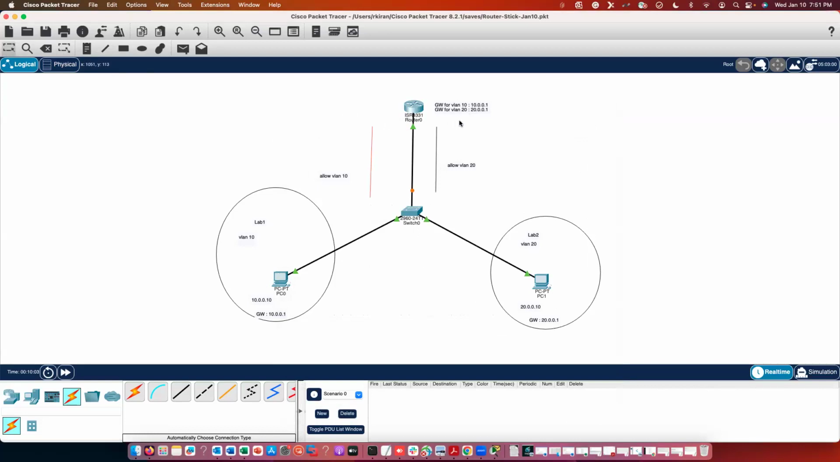So what I'm going to do is I'll define gig 0/0/0.10, for which I'm going to define 10.0.0.1. Similarly, I'll define gig 0/0/0.20. For that, I will define 20.0.0.1. Okay. And I have to allow those VLANs over the trunk, right? So I have to define the encapsulation as well on that interface.